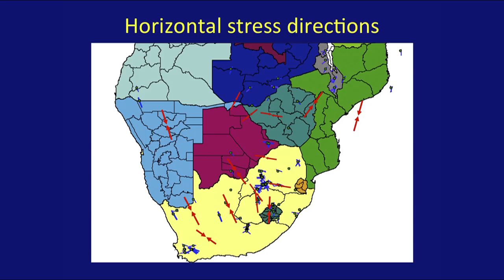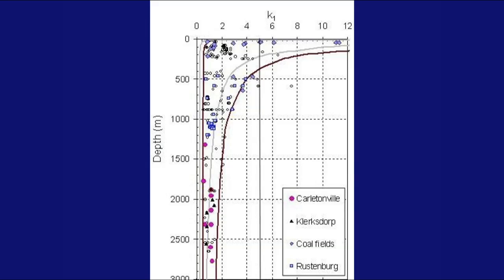This shows a map of Southern Africa, and the red arrows on that map give an indication of the in situ horizontal principal stresses. These are based on measurements that have actually been made at various tunnel, mining and civil engineering sites, as well as interpretations from earthquake seismicity. This shows the relationship between K1 and the depth, K1 being the ratio of the major horizontal principal stress and the vertical stress.